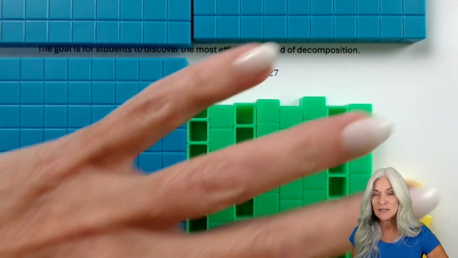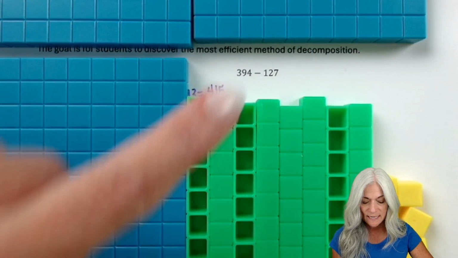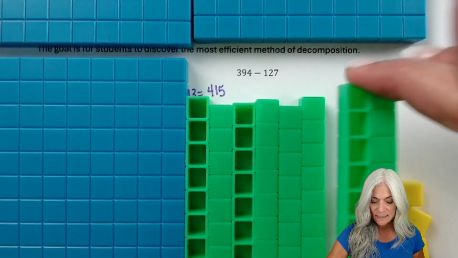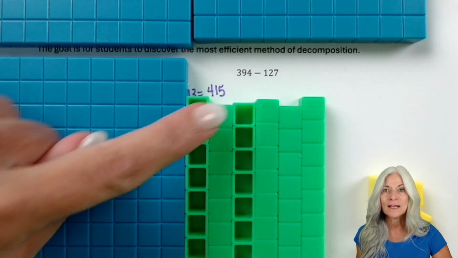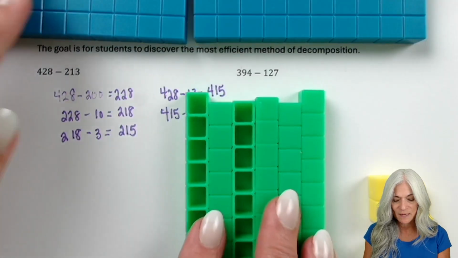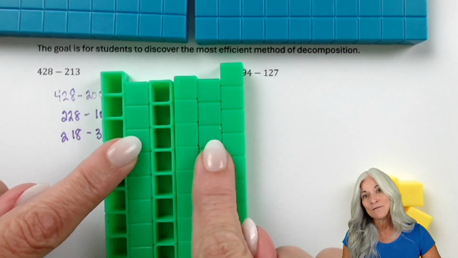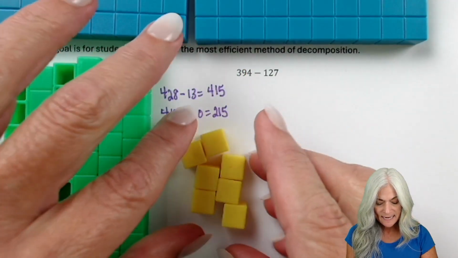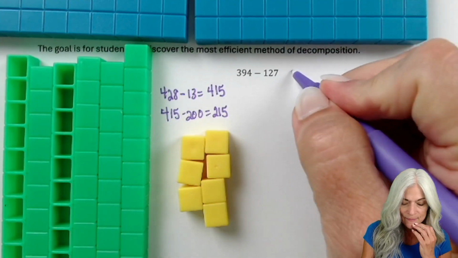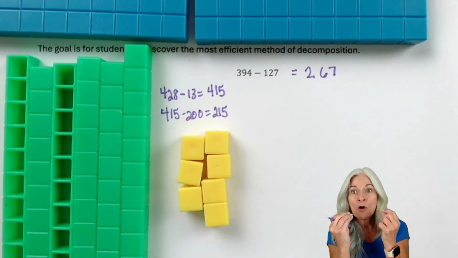They continue to visually see 394 here, and we're taking away 127. We took away 7. Now we'll take away 20, the 2 tens. Now we'll take away a 100. Now what are we left with? We're left with 2 hundreds, 10, 20, 30, 40, 50, 60, and 7 ones. So we are left with 267.